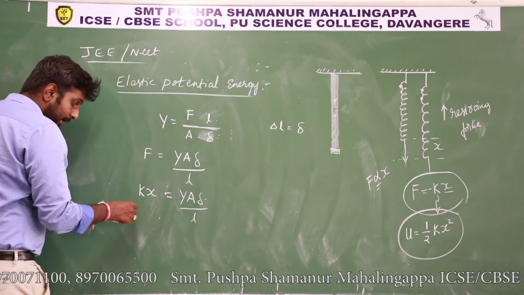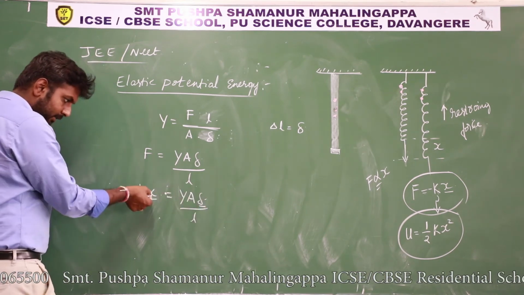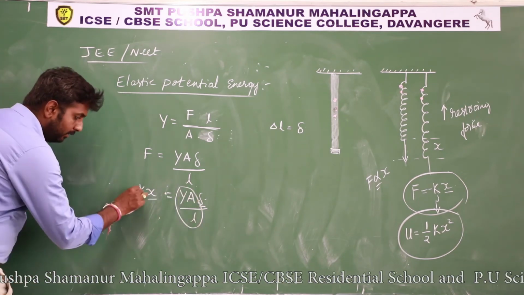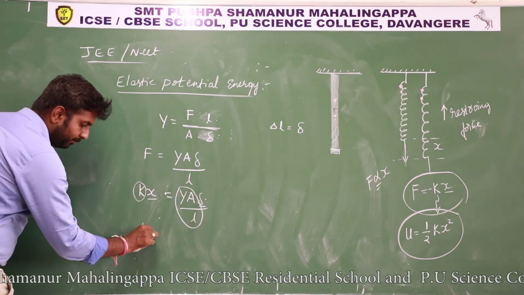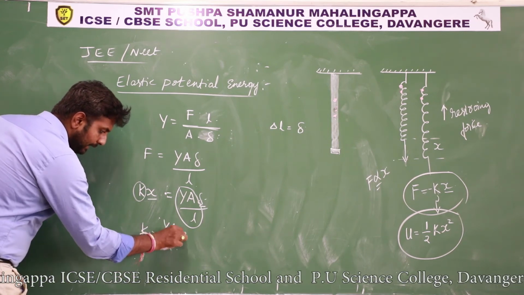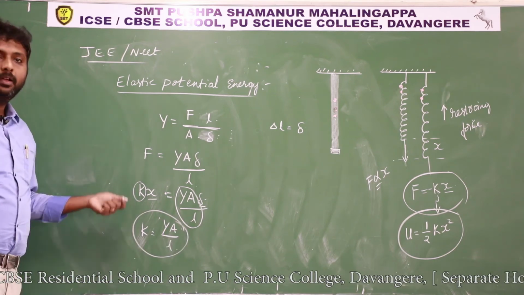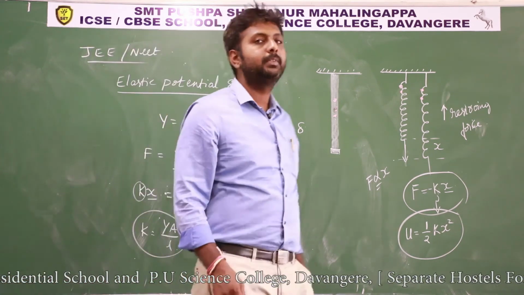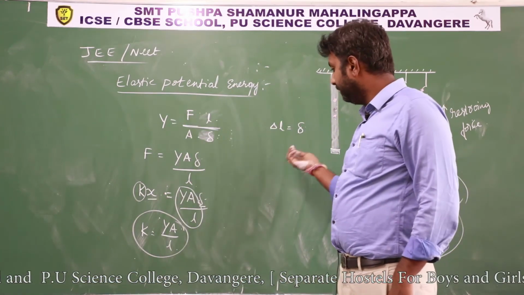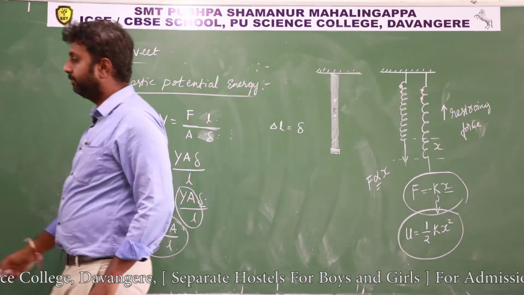And you can observe that X and this delta, this is also elongation, this is also displacement. What is the value of K? The value of K, we can write as Y A divided by L. This is the value of K. Y means Young's modulus, A means area of the rod, L means length of the rod.